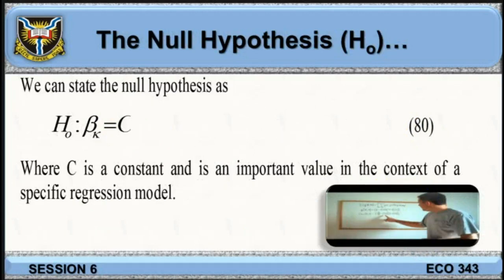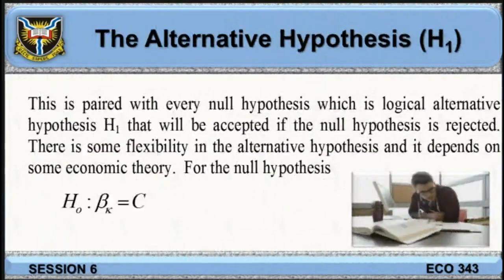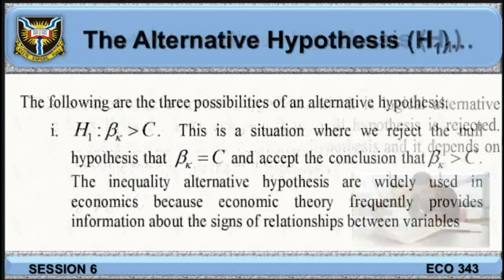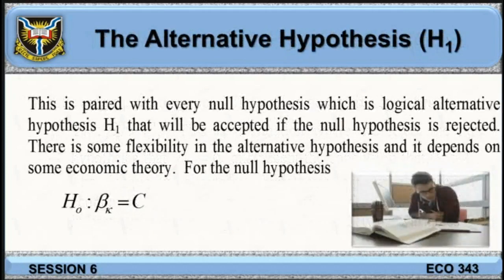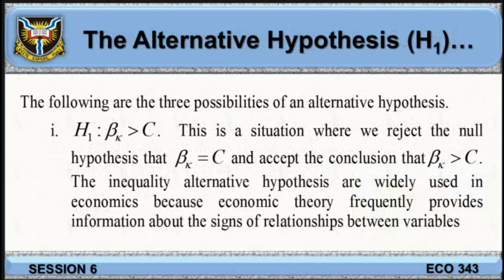The alternative hypothesis H1. This is paired with every null hypothesis, which is logical. The alternative hypothesis H1 will be accepted if the null hypothesis is rejected. There is some flexibility in the alternative hypothesis, and it depends on some economic theory. For the null hypothesis H0: beta k = c, the following are the three possibilities of an alternative hypothesis. 1. H1: beta k is greater than c.